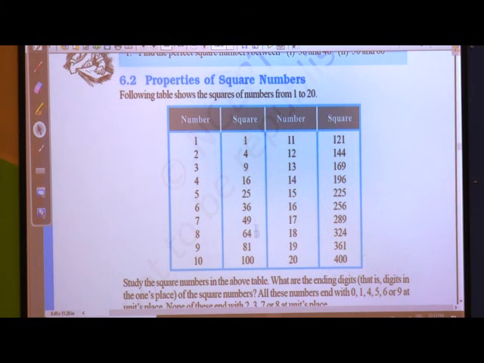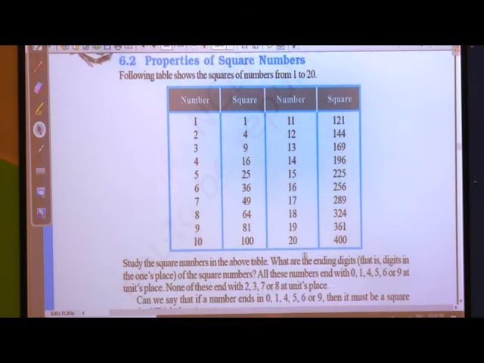Just now above, from 1 to 100, we had completed the table, 7 square, 8 square, 9 square. Now, the further squares are written here. 11 square is 121, 12 square is 144, 13 square is 169, 14 square is 196, 15 square is 225, 16 square is 256, 17 square is 289, 18 square is 324, 19 square is 361, and 20 square is 400. So, we have seen they have given in the table the squares of the numbers from 1 to 20.